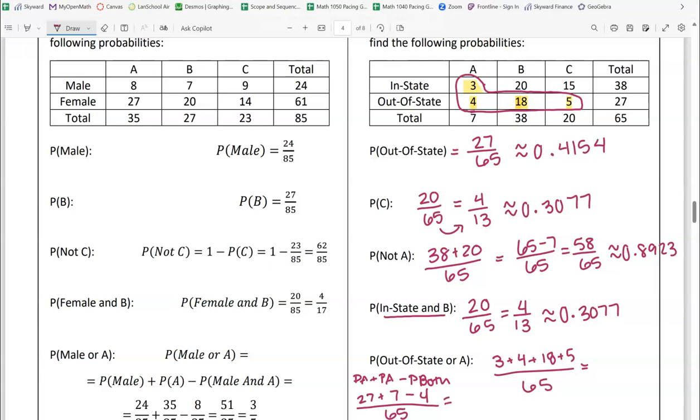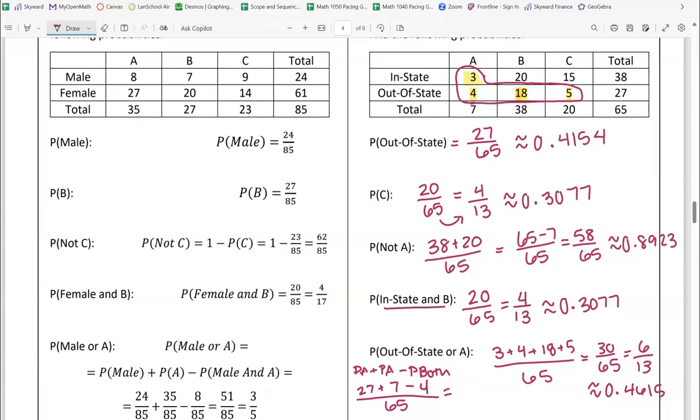I don't care how you do it. It is up to you. Let's see, when we add those together, we get 30 over 65. And then that is 6 over 13. And let's check our decimal. 4615-ish. All right, so that's the main thing with two-way tables. I think they're pretty easy.